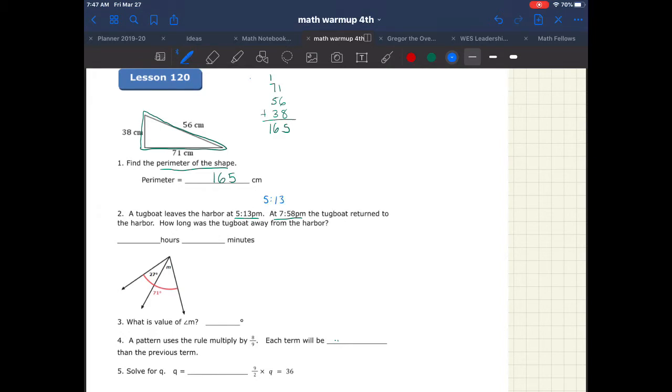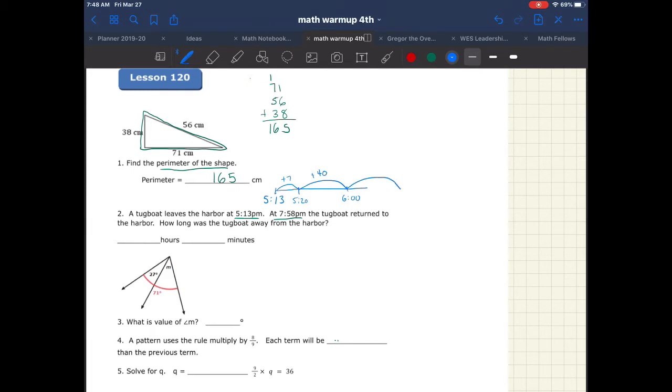So if I make a timeline and start at 5:13, time is going this way, and I'm just going to make jumps. So my first jump, I think I'm going to do 7. That'll get me to 5:20. And then, now it's pretty easy. It's only 40 minutes until 6 o'clock. 40 minutes. Now it's 6 o'clock. So by 6 o'clock, the tugboat has been gone 47 minutes.